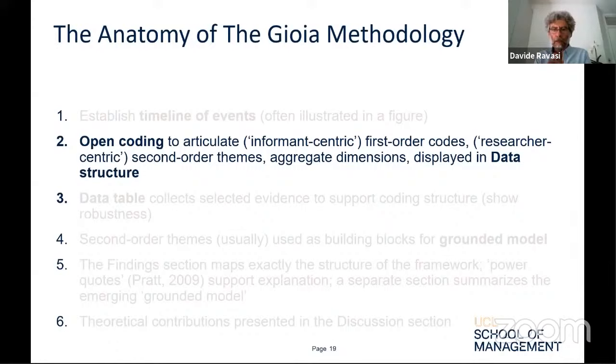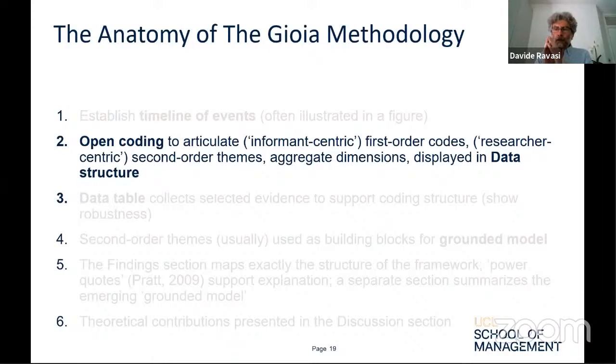So the big difference between first-order codes and second-order codes is that first-order codes are descriptive. They are relatively easy to understand even for the informants themselves. It's a description of what happened largely in the words of the informants themselves or in words that are easy to understand for them. The second-order codes group these descriptive first-order codes into more abstract, analytical, theoretical codes. This is usually the language of academia.